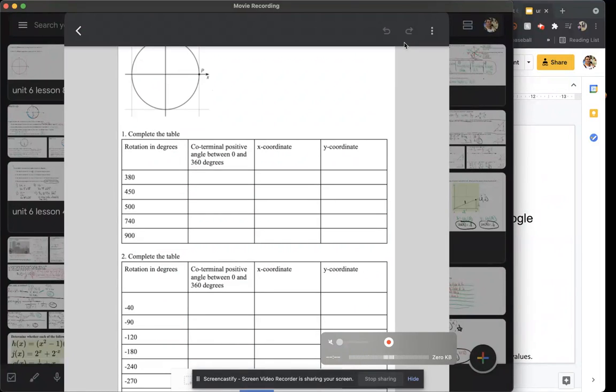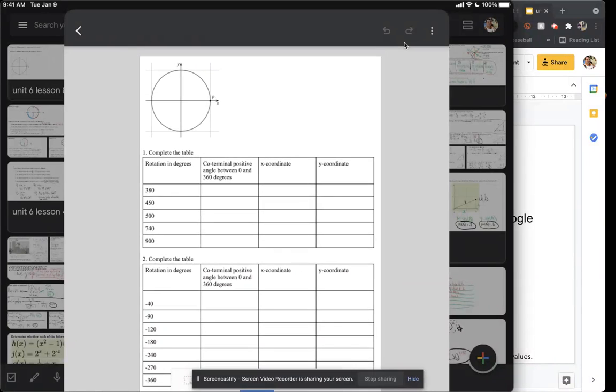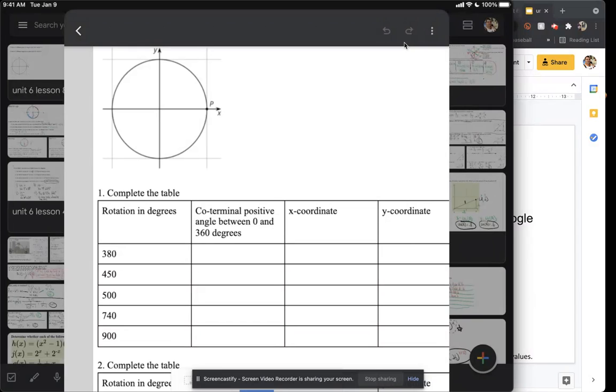All right, no new lesson notes today, so we're going to go right into the examples. Our first task is to complete the table here. Here we have a rotation in degrees, and notice all of these angles of rotation are bigger than 360. So we're first going to find a coterminal positive angle between 0 and 360. That means I'm going to keep subtracting 360 until I get an angle between 0 and 360.